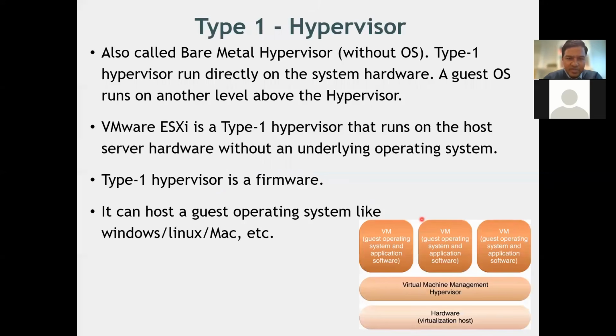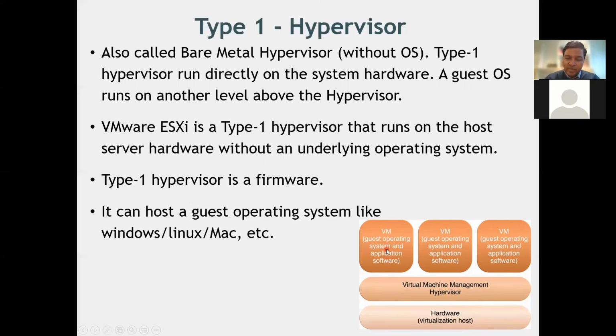So for the type 1 hypervisor, if you see the figure, below is the hardware, which is the host, or you can call it a server. In the virtualization world, it is called a host. On top of it there is a hypervisor, which is virtual machine management software. On top of that, the VMs are created, and on the VM, the guest operating system and then other applications and software can be installed. Like that, many VMs can be created.